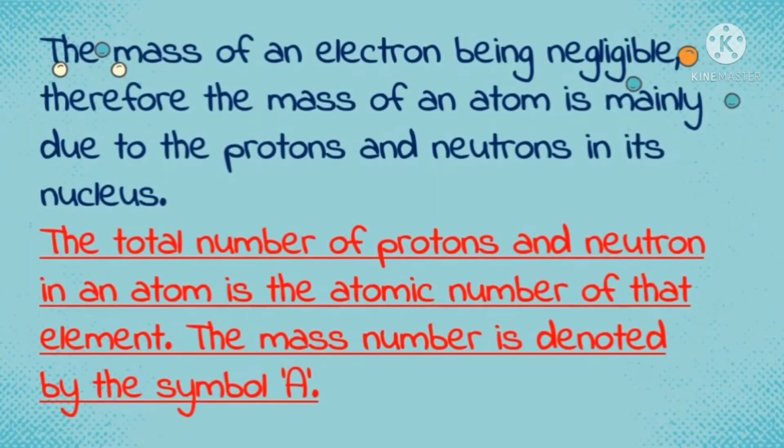Based on this, we learn that the mass of an electron is negligible. Therefore, the mass of an atom is mainly due to protons and neutrons in the nucleus. Therefore, the total number of protons and neutrons in an atom is the mass number of that element, and the mass number is denoted by the symbol A.